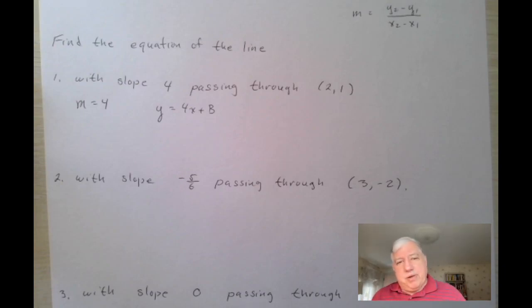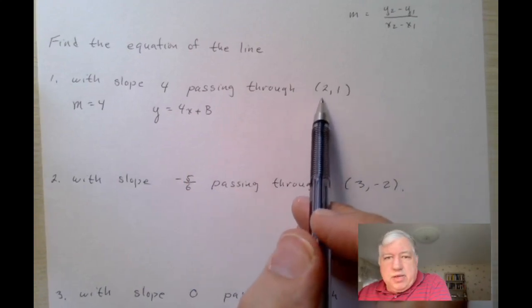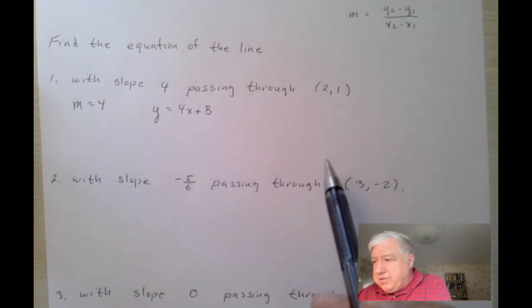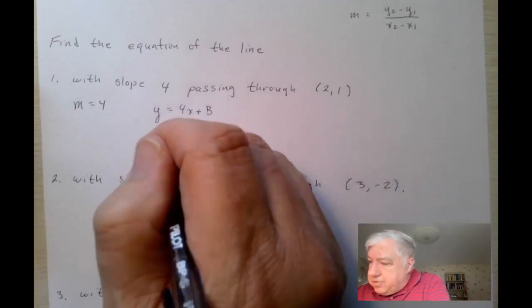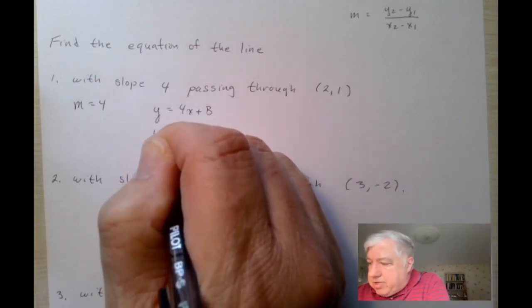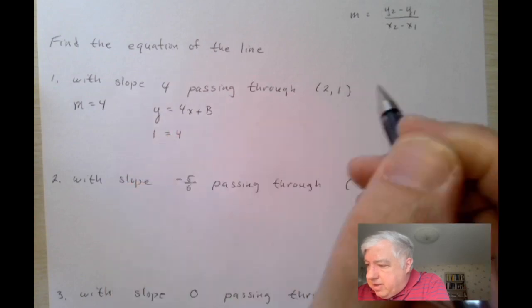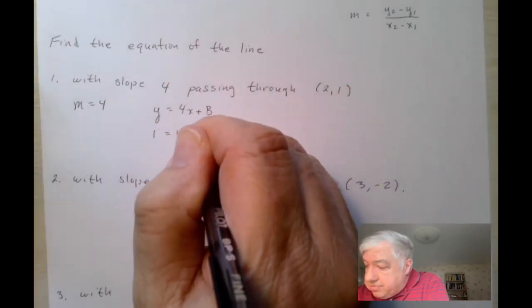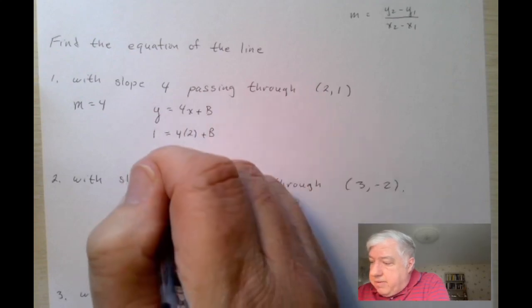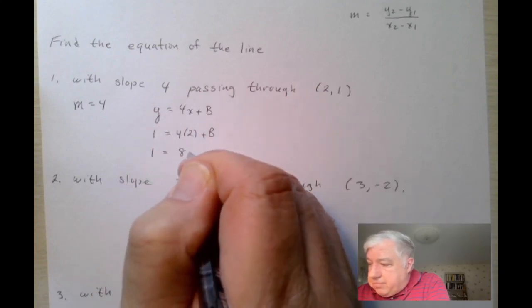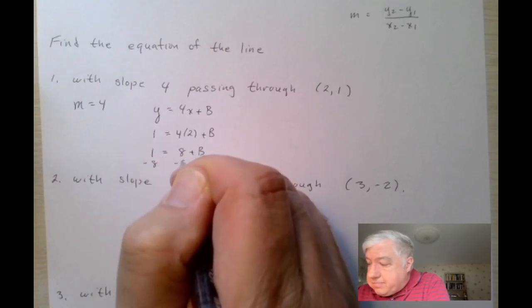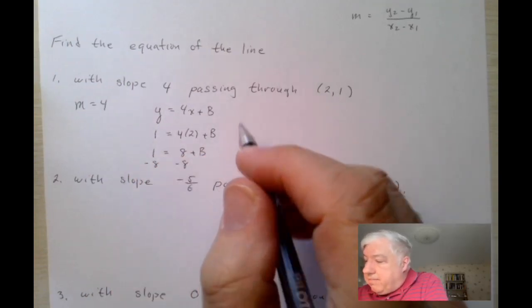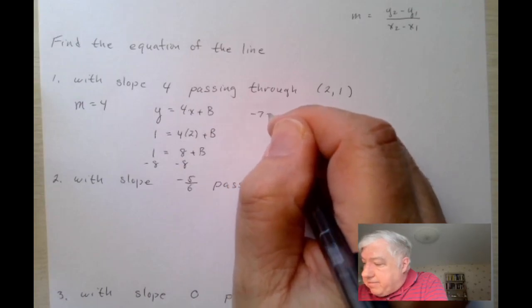Now there are a couple of ways we can find this b. The most straightforward way is plugging in the values of x and y in here and then solving for b. So in this case, x is 2 and y is 1. So we can substitute y equals 1 and x equals 2, and then 1 equals 8 plus b. Then subtract 8 from both sides, and so b will be -7.